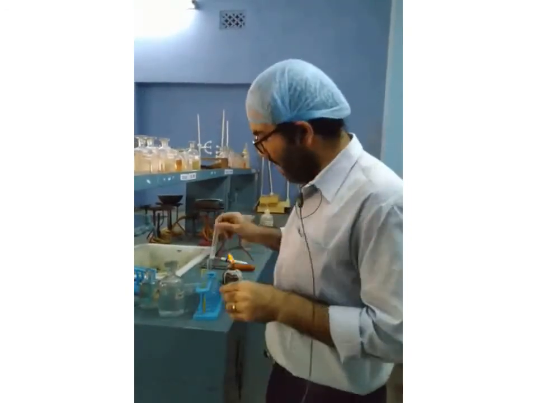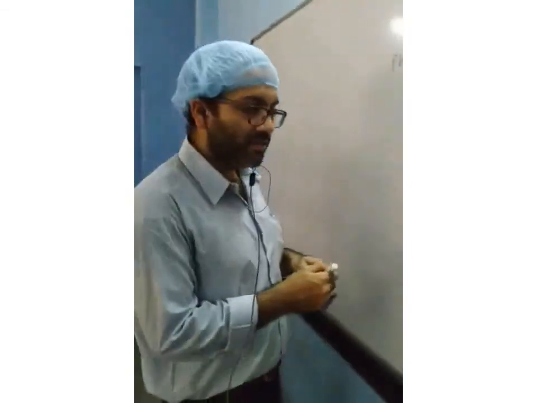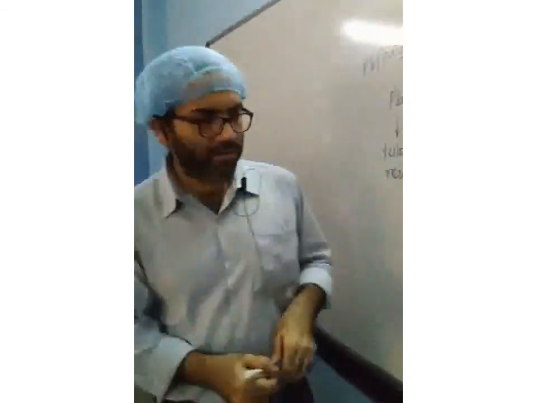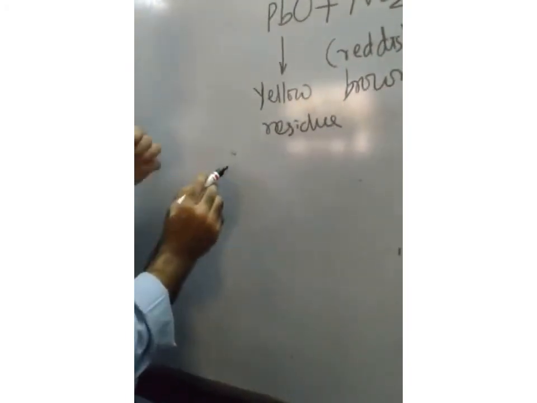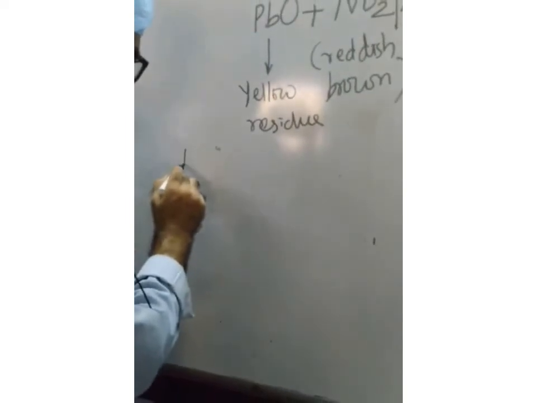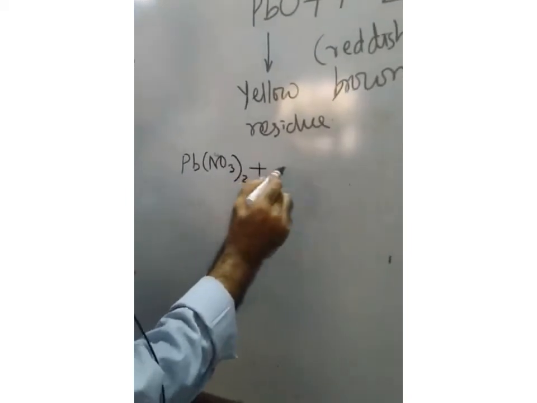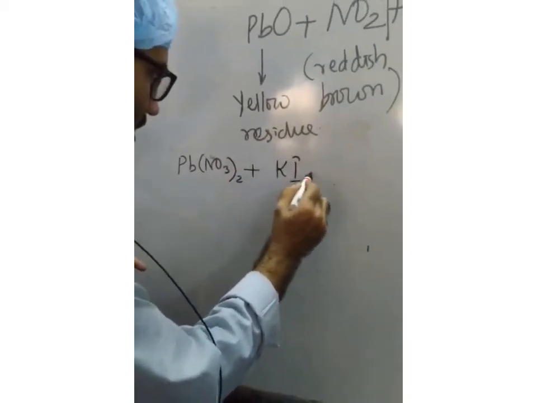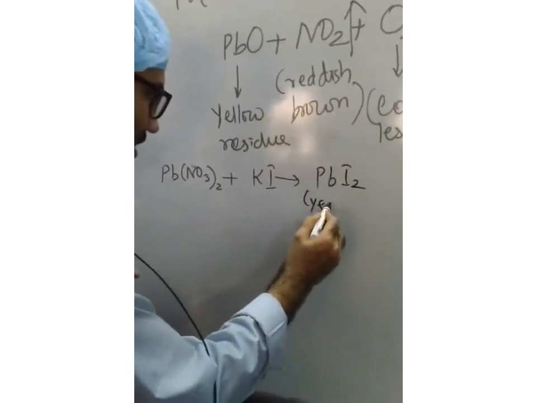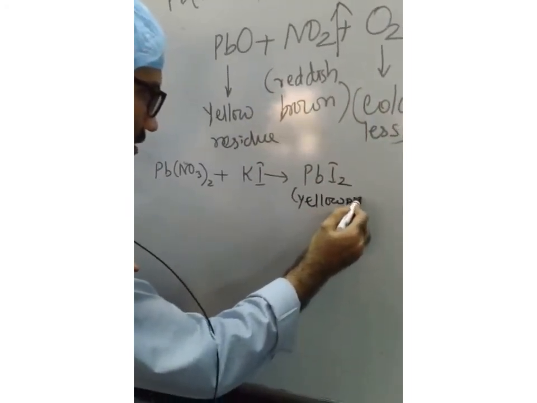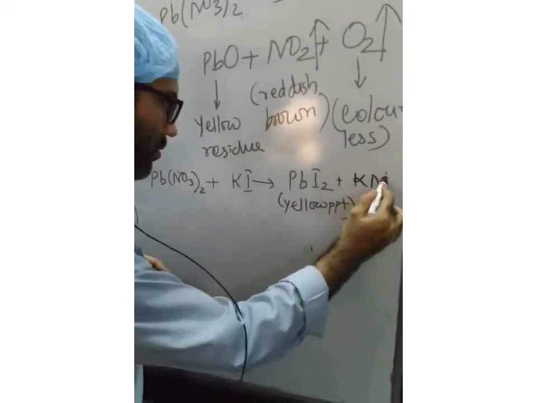Alright, so I'm going to just show you in short the reaction of this particular experiment. This is basically the first one I showed you. This is lead nitrate. With lead nitrate I added KI, and this forms lead iodide. This is actually the yellow precipitate, and this forms potassium nitrate.